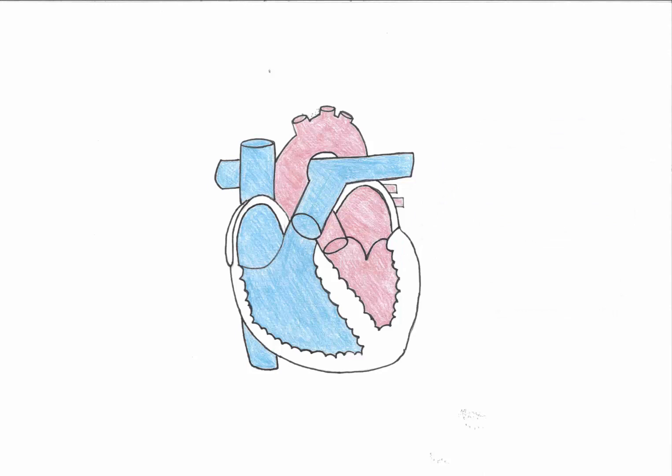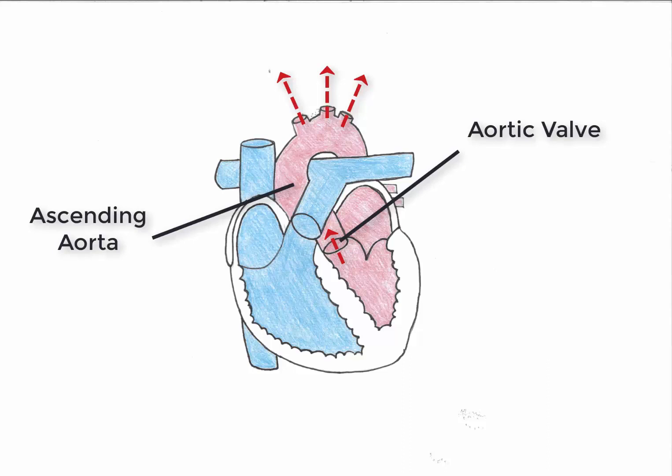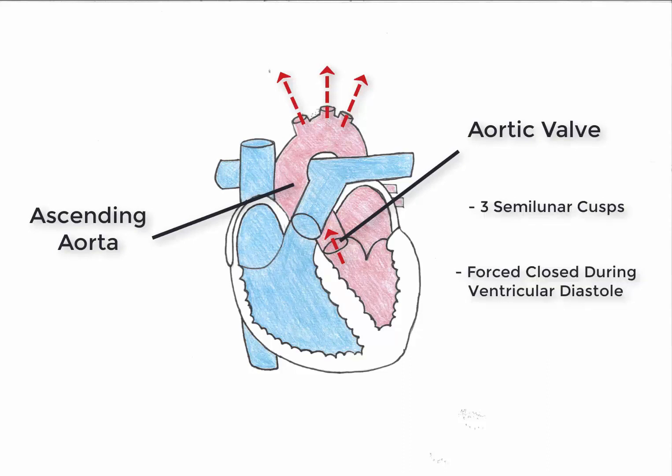From the left ventricle, the blood travels to the rest of the body. It does this through ventricular systole, where the left ventricle pumps the newly oxygenated blood through the aortic valve and into the ascending section of the aorta. The aortic valve consists of 3 semilunar cusps and is forced closed during ventricular diastole.